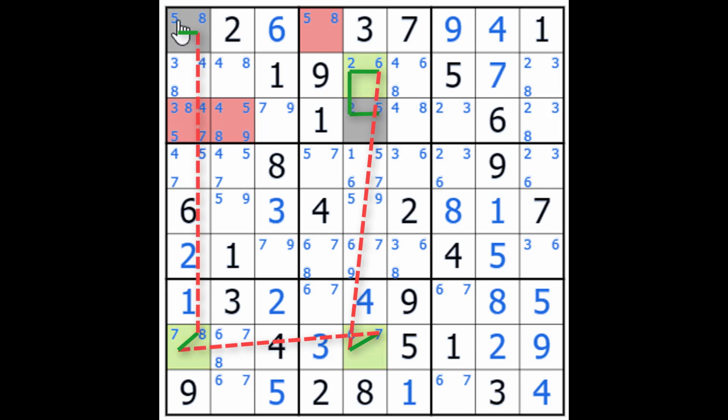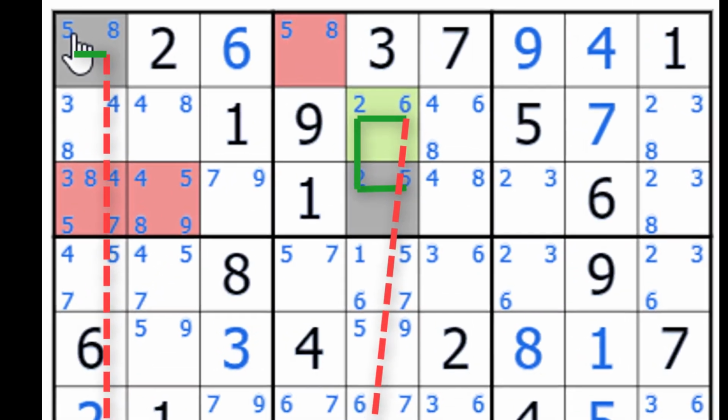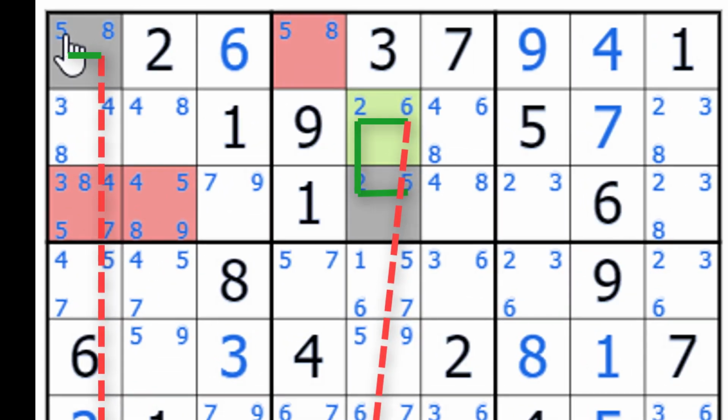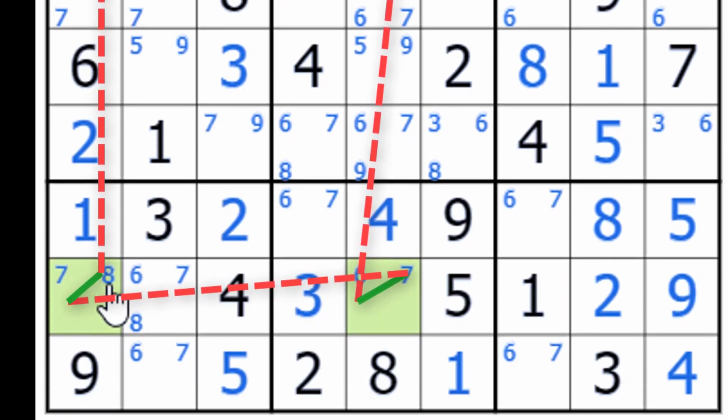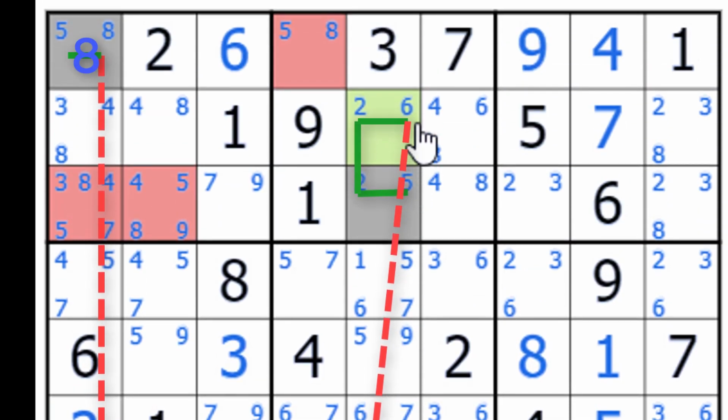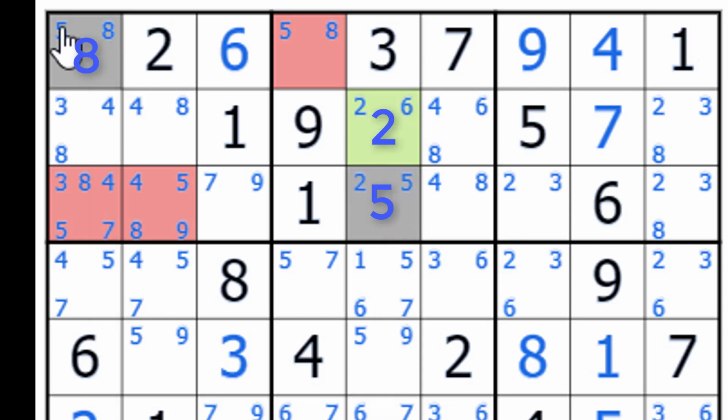So we start off here at the 5, and remember, we always start off with not. So not 5, it is 8. It is not 8, it is 7. It is not 7, it is 6. It is not 6, it is 2. It is not 2, it is 5. So the chain says, if I'm not 5 at the start, I am 5 at the end.